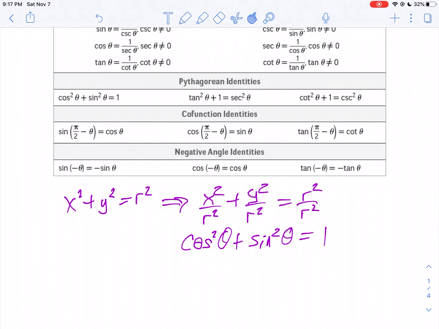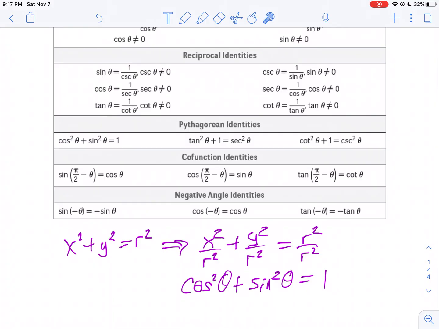Now the others come from if I take x squared plus y squared equals r squared. If I divide everything by y squared, I'll get cotangent squared plus 1 equals cosecant squared theta. If I divide everything by x squared, I should say, by x squared, I'll get tangent squared plus 1 equals secant squared theta.